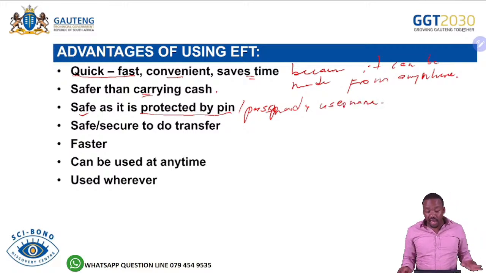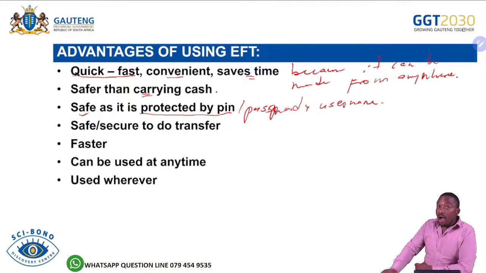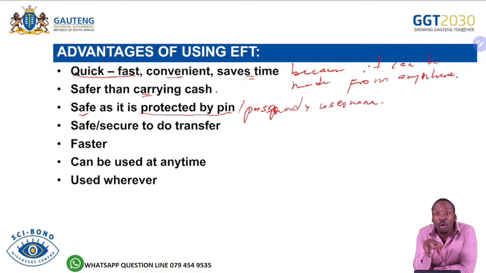So obviously, you will be given how many attempts to log in? 3 attempts. You might fail the first PIN, the second PIN. After the third PIN, then the profile will be blocked. So that is an advantage of using what? An EFT. So it is safe, it is protected by what? By PIN. What does PIN stand for from grade 10?